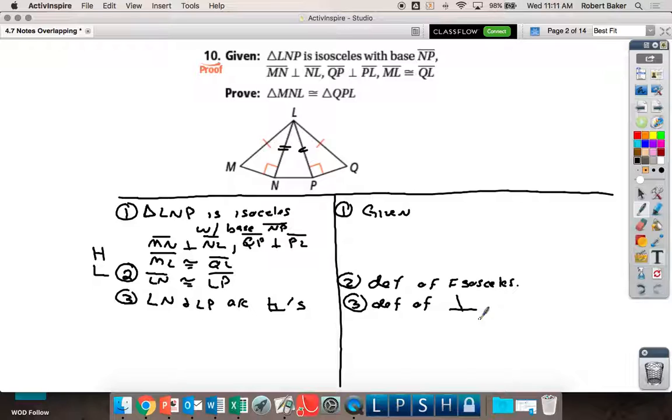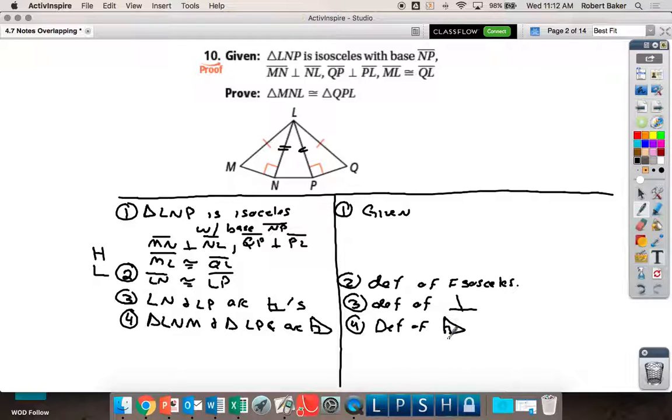Since they are right angles, then we can say statement number 4, triangle LNM and triangle LPQ are right triangles. Why are they right triangles? Definition of right triangles. Yeah. Because right triangles have right angles. The definition of right triangles.